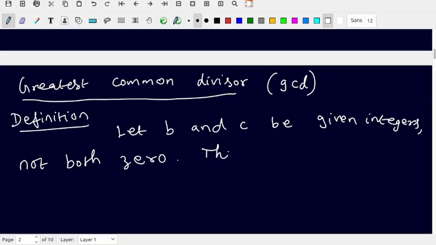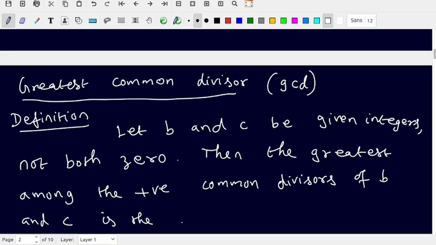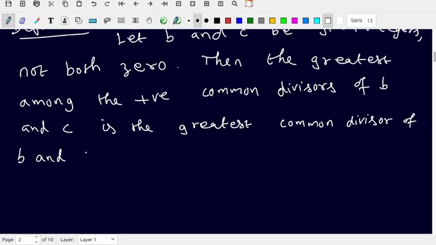Then the greatest, that means the largest, among the positive common divisors of B and C is called the greatest common divisor of B and C. And it is denoted by open bracket B comma C. Writing open bracket B comma C denotes the GCD.